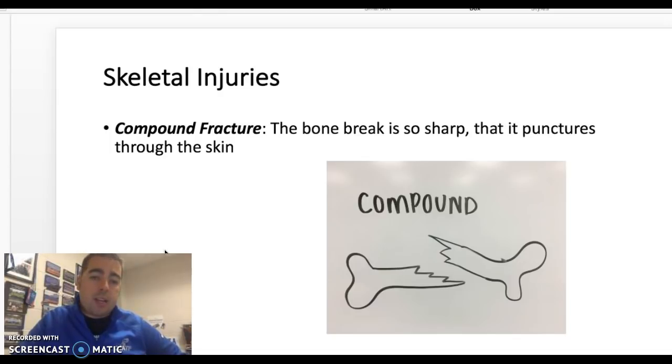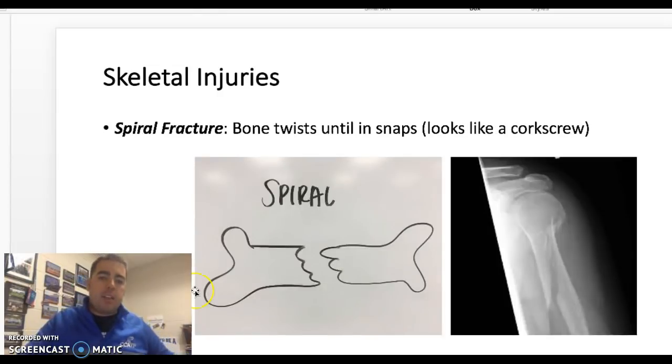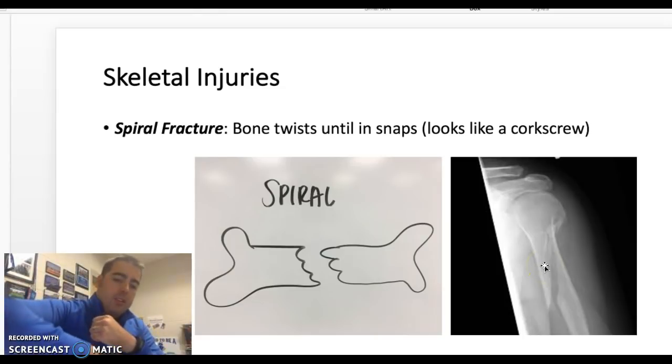Okay, so that's a compound fracture, and kind of from where I sit, I think this is probably the most severe. Okay. Now, the next one here is a spiral fracture. And a spiral fracture is really hard to draw, but the concept is pretty simple. A spiral fracture is when the bone is going to twist to the point where it snaps. And when it does, it looks like a corkscrew. And you can kind of see through here, this arm has twisted to the point where it snaps, okay?